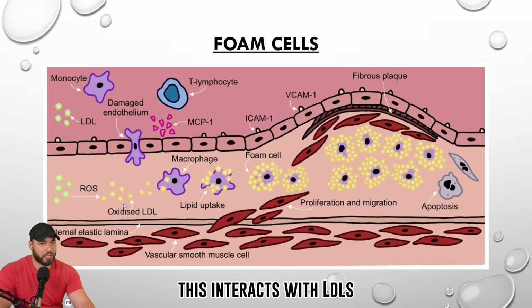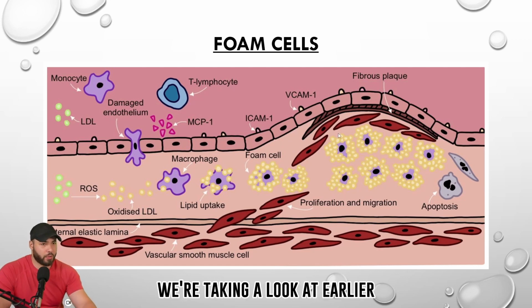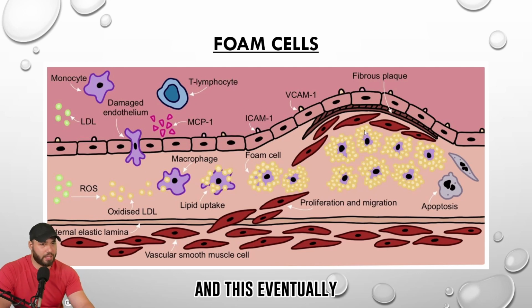This interacts with LDLs to form oxidized LDLs. The macrophages then consume the oxidized LDLs. You can see the lipid uptake, which forms the foam cell, and then it causes this aggregation, thus closing the arterial wall. So here we have the blood, here we have the layers that we were taking a look at earlier, and this eventually forms these fibrous plaques that we can see up here.